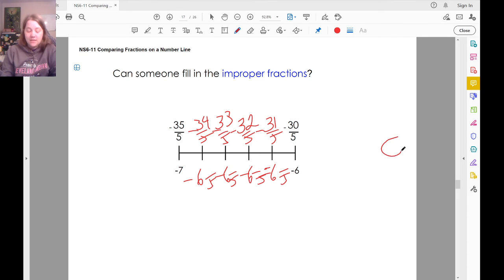Look at how, as the numbers get further from 0, they get bigger. Which means that down here, -6, -6 and 1/5, -6 and 2/5, -6 and 3/5, -6 and 4/5, -7.